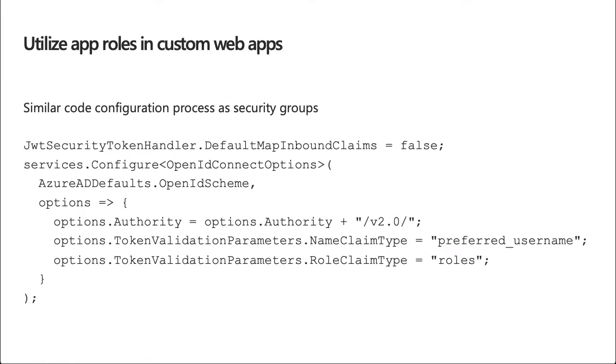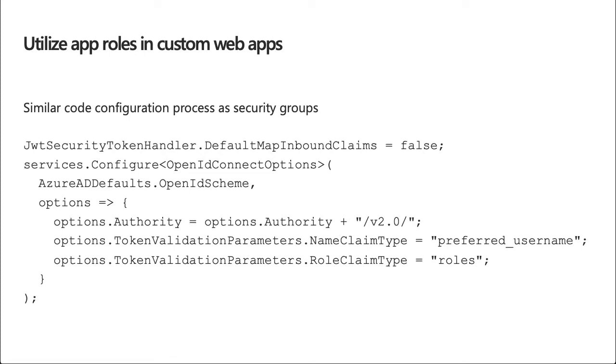Now, using app roles as an authorization source is similar to using the group claims in the previous exercise, but there are two changes from using groups. First, you need to turn off the ASP.NET claim type mapping since we're not supporting legacy applications. And second, you're going to use the role claims in the token as the role claim type.